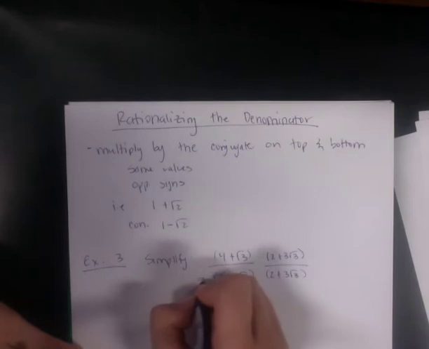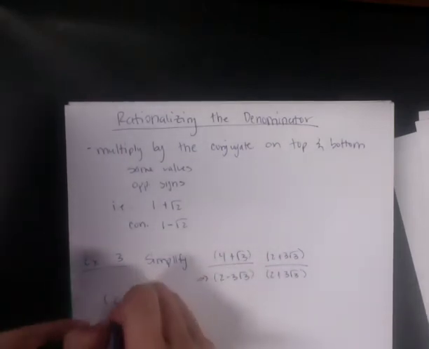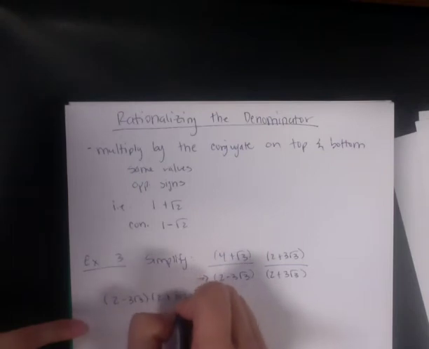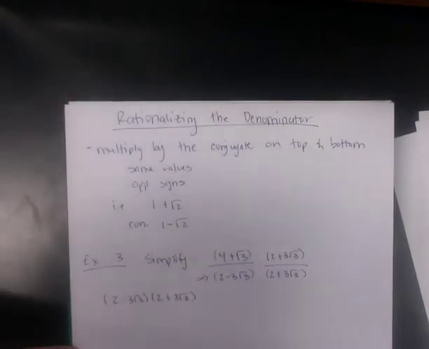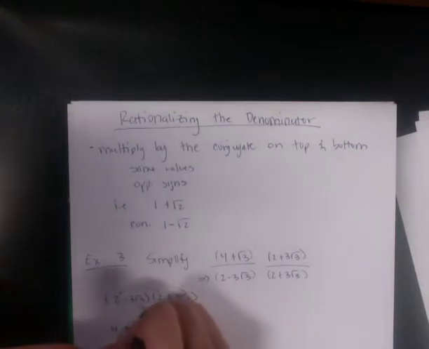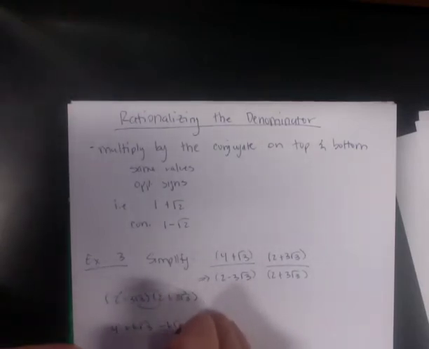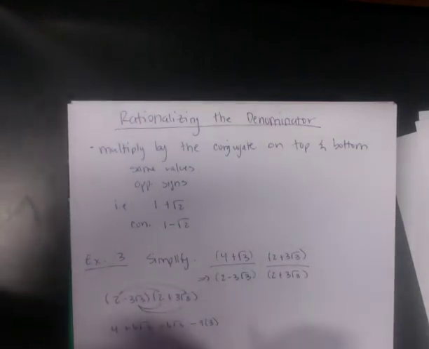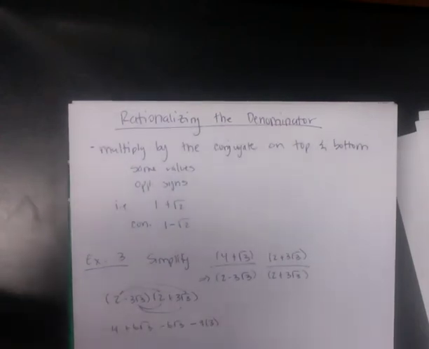I'm just going to look at my denominator now. 2 minus 3 root 3 times 2 plus 3 root 3. If we were to FOIL this out, we do the first: 2 times 2 gives me 4. Outside, so plus 6 root 3. Inside, minus 6 root 3. And last, minus 9 times 3. How did I get 9 times 3? 3 times 3 gives me 9. Root 3 times root 3 gives me 3.